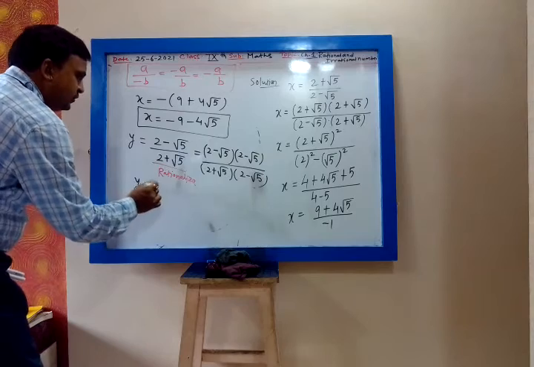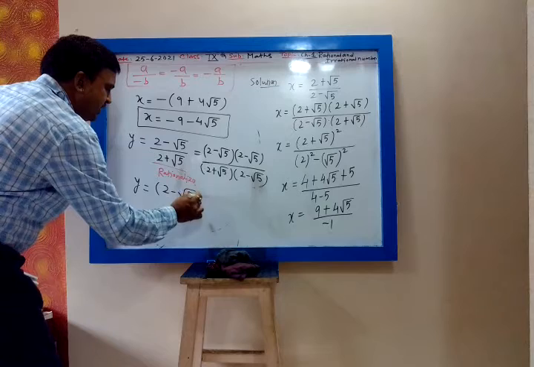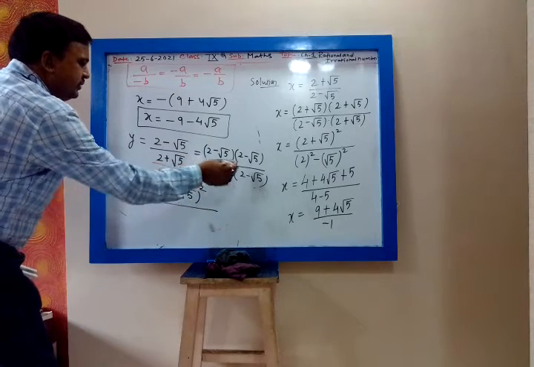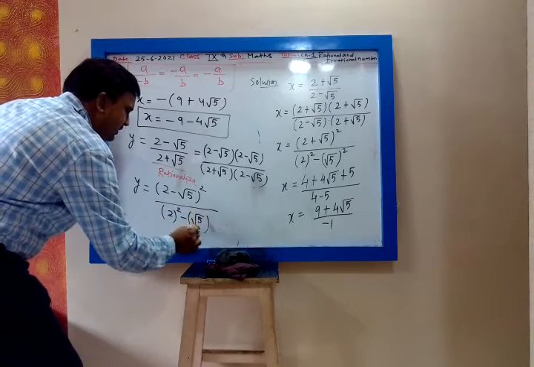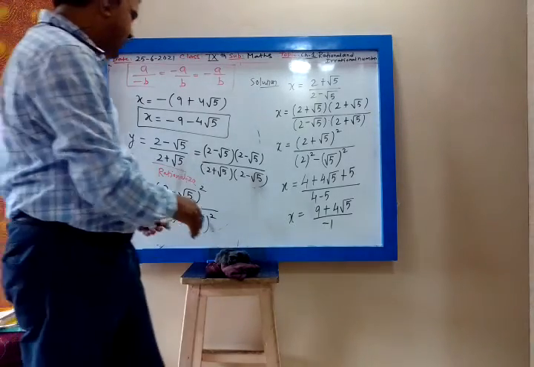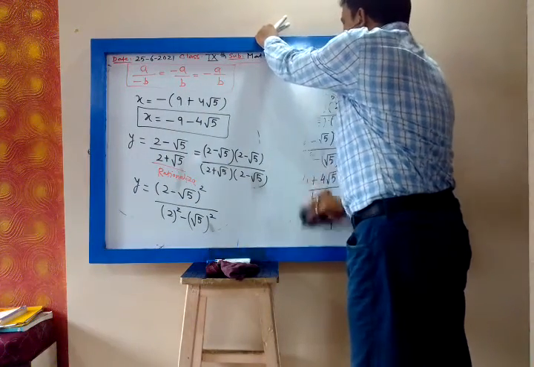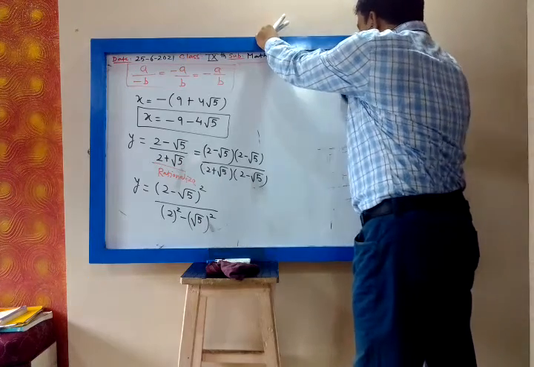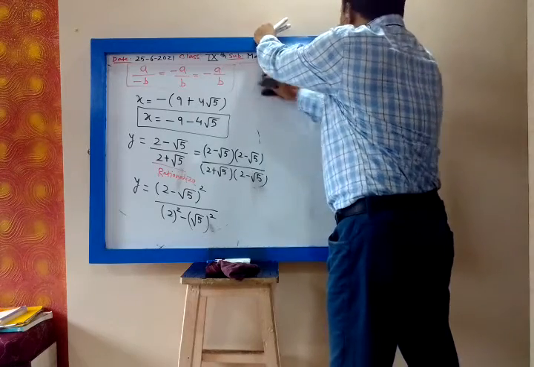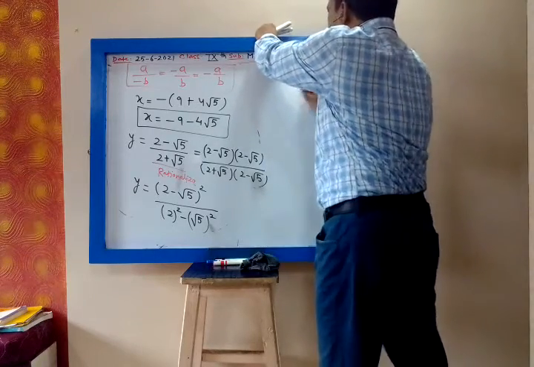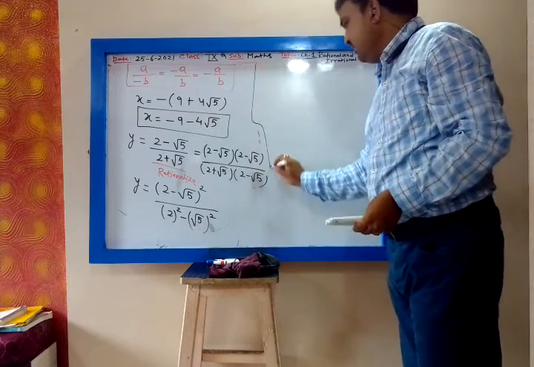So this y is 2 minus root 5 into 2 minus root 5, 2 minus root 5 square, upon a plus b into a minus b, that is 2 square minus root 5 square. A square minus b square. So use the formula now, a minus b whole square. A minus b whole square is not same as a square minus b square. Remember this, several times I am telling you. A minus b whole square is a square minus 2ab plus b square. So several times I am reminding that formula.